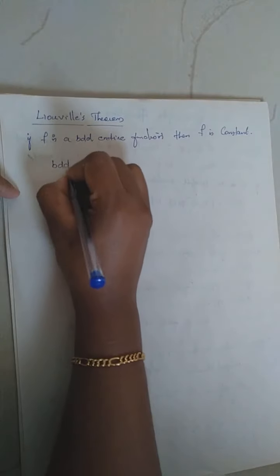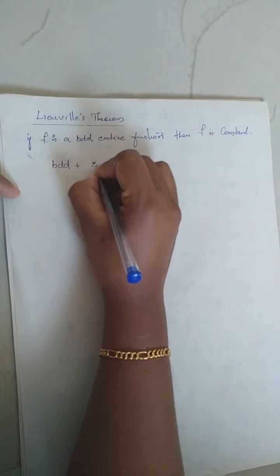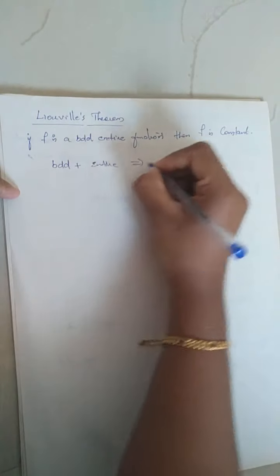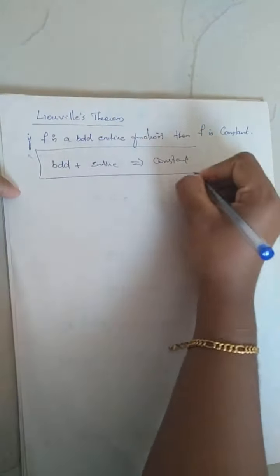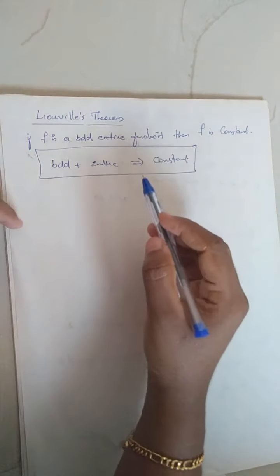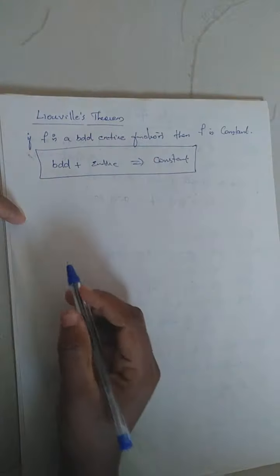Now we move to a very famous and very important theorem in complex analysis, Liouville's theorem. If a function is a bounded entire function, then it is a constant. Every bounded entire function is constant. So boundedness plus entireness together imply the function is a constant. Analyticity plus boundedness in the whole complex plane leads that function to be constant.